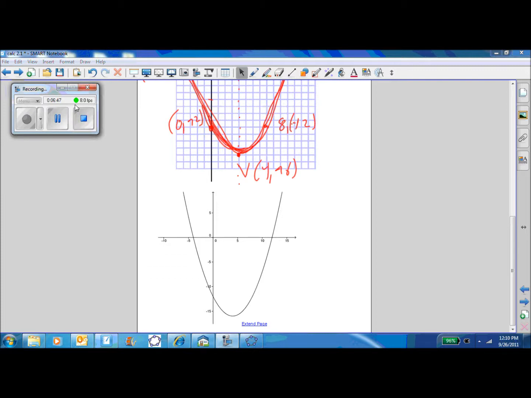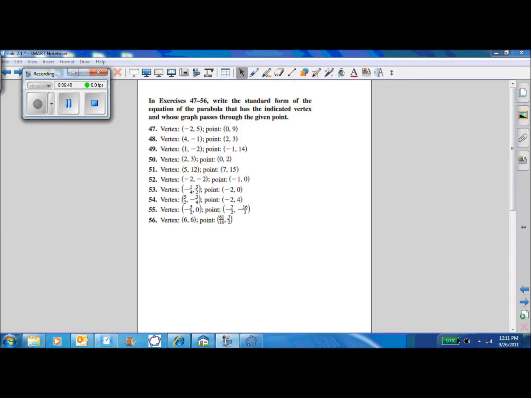Okay, next. Now let's try to do a problem where we actually create the equation of the parabola from given information. Here, the vertex at (-2, 5), and a point at (0, 9). So here on 47, you got the vertex is (h, k). So h equals -2 and k equals 5. So we're pretty much set here.